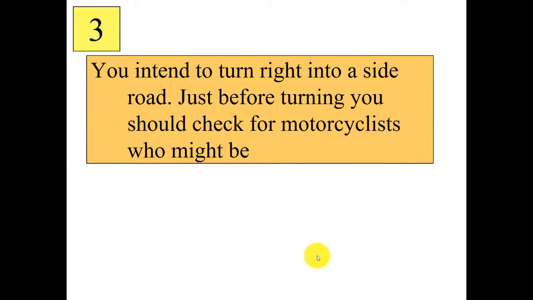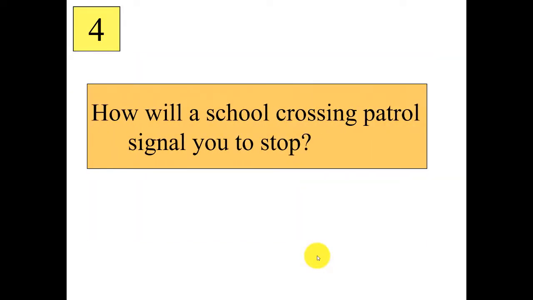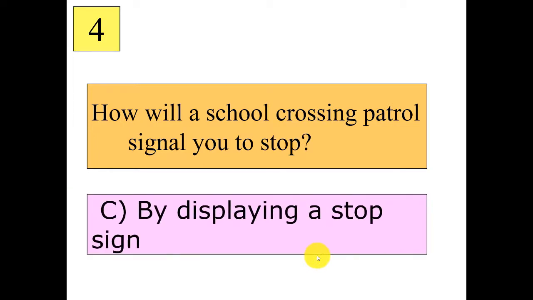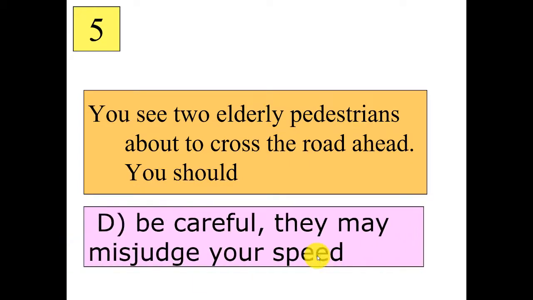Question 3. You intend to turn right into a side road. Just before turning, you should check for motorcyclists who might be overtaking on your right. How will a school crossing patrol signal you to stop? By displaying a stop sign. You see two elderly pedestrians about to cross the road. You should be careful. They may misjudge your speed.